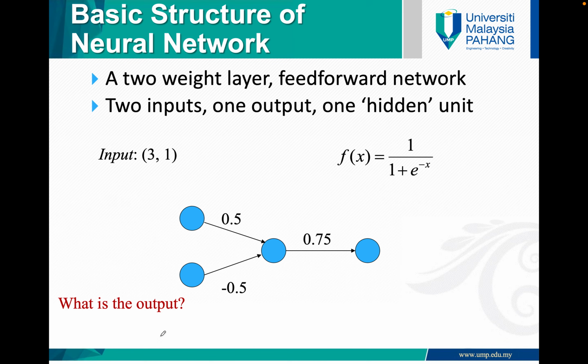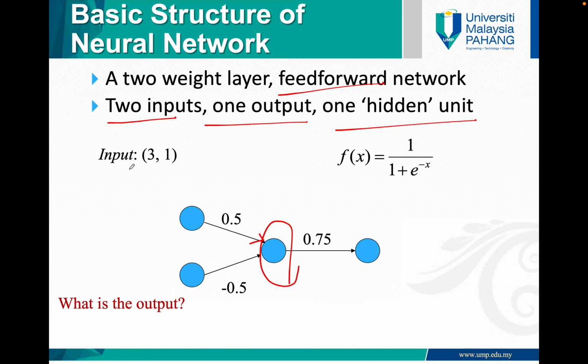Now, a two-weight layer in a feed-forward network. If you see two weights with arrows pointing to the next neuron, that is what we call two weight layers. Feed forward means the arrows go like this. So for this example we have two inputs, one output, and one hidden unit. This is the hidden unit.